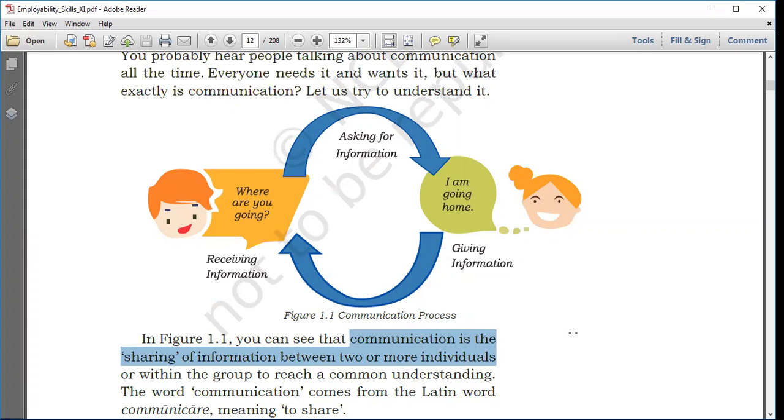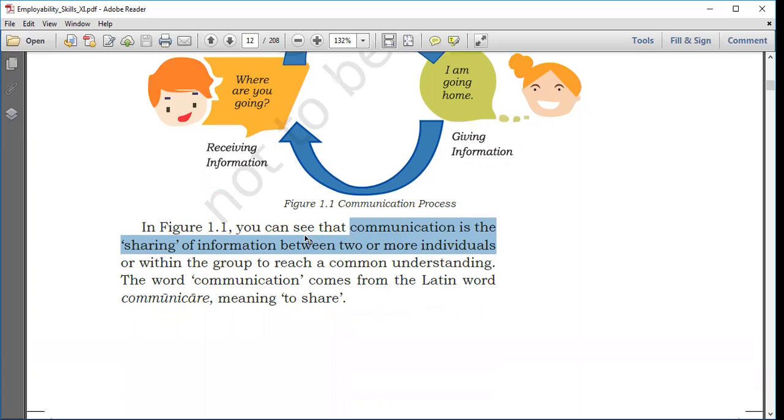This is communication. Communication process is you send a request to somebody for some task and the person gives you the feedback of your request. This is a communication. It can be within two individuals or more than two individuals also, right? So sharing of information between two or more individuals or within the group, right? So that a common understanding is reached, so that whatever the things which we want to convey are totally conveyed.